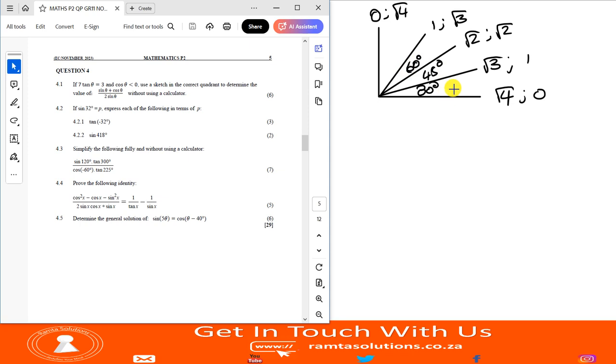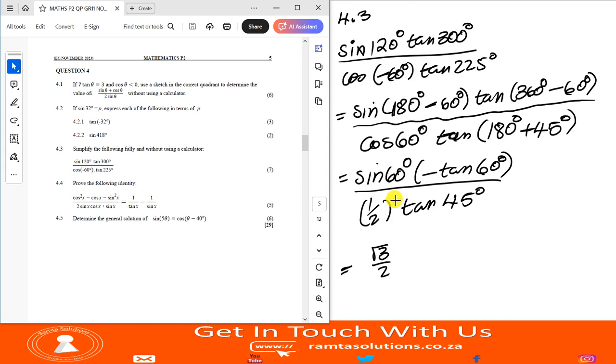Okay? So these are x, y. And by the way, r is always 2. The distance between these guys is 2. So this is the hypotenuse. It's 2. So let's go back.